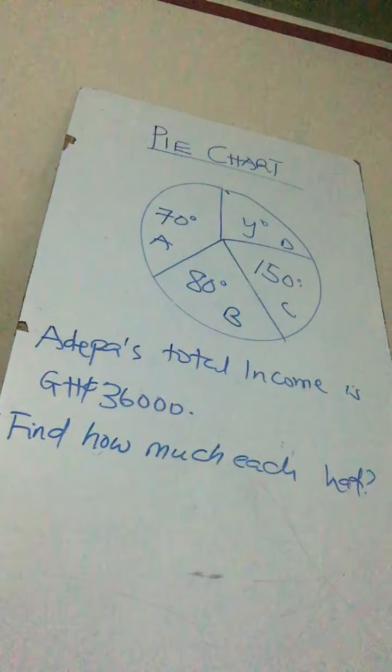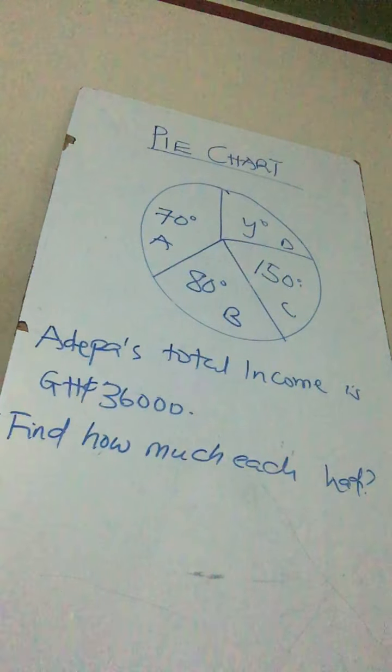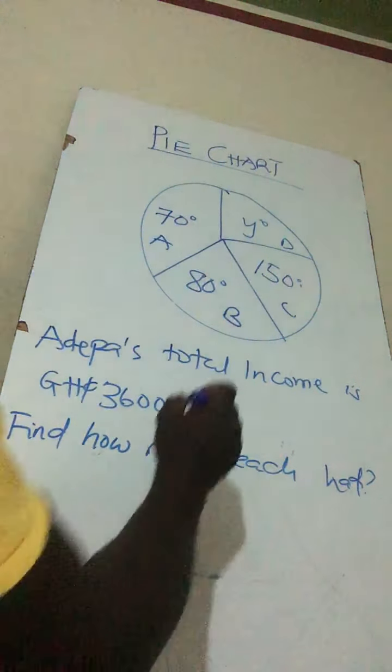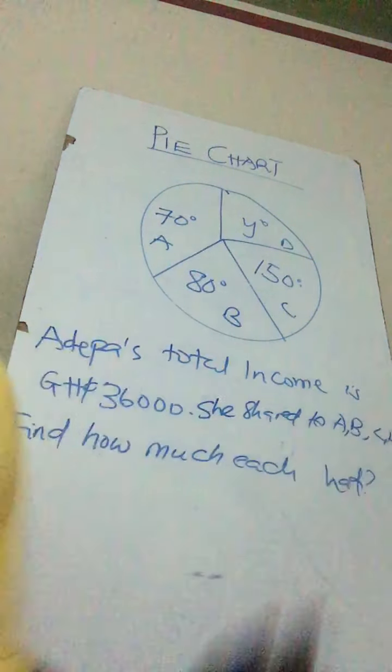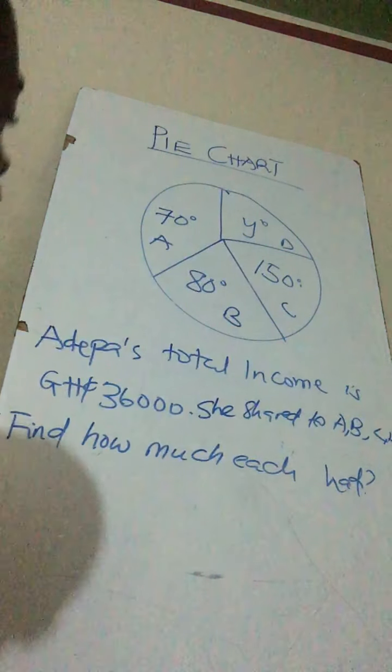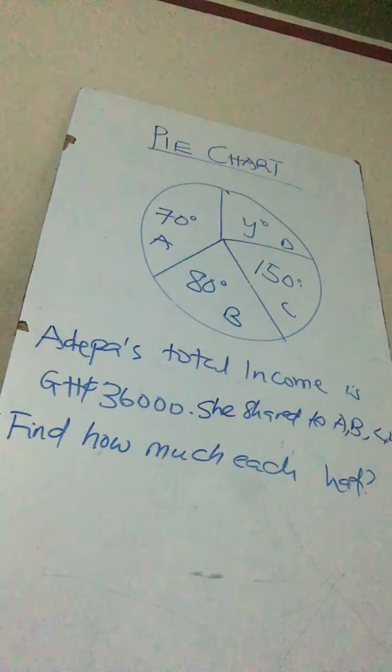You get it? So let's assume the A, B, C, D are her children. So let's say she shared the money to A, B, C, D. The total income is 36,000. She shared the money to A, B, C, D. Find how much each had. So we have the angles.